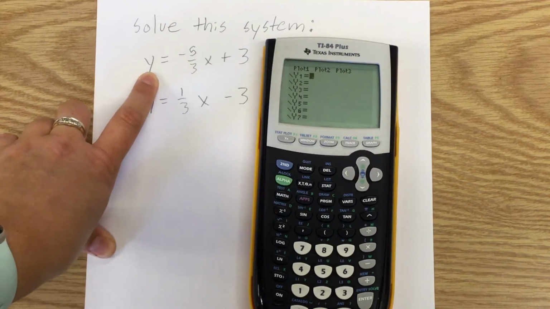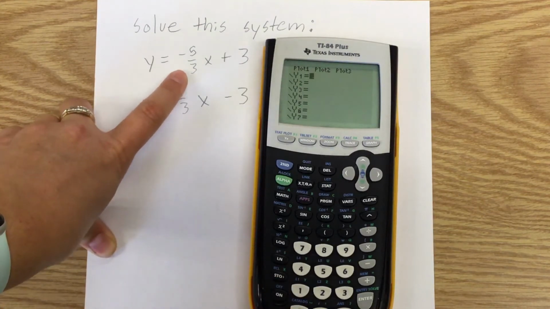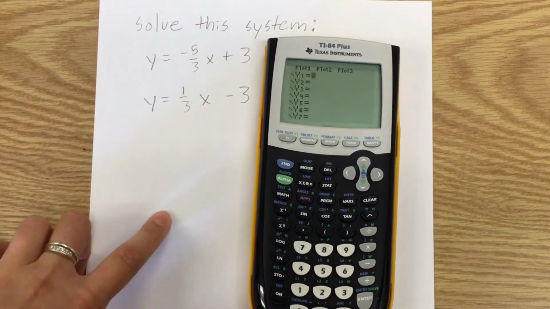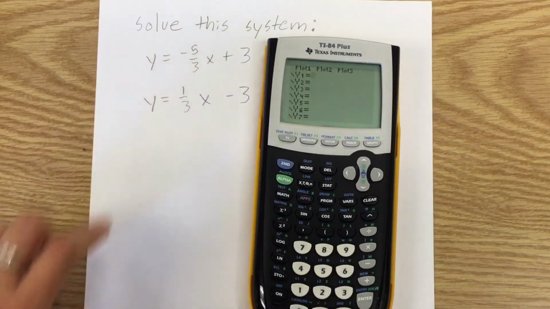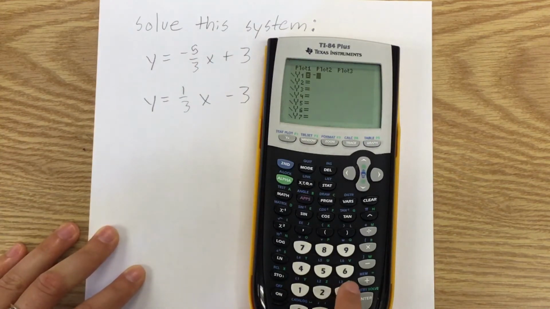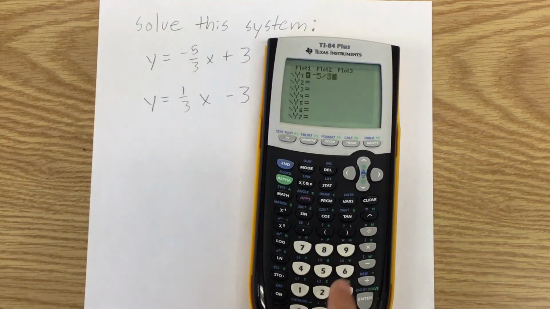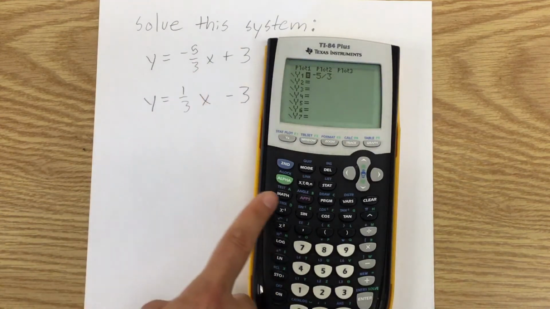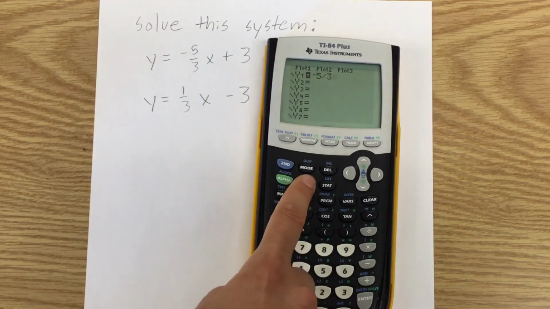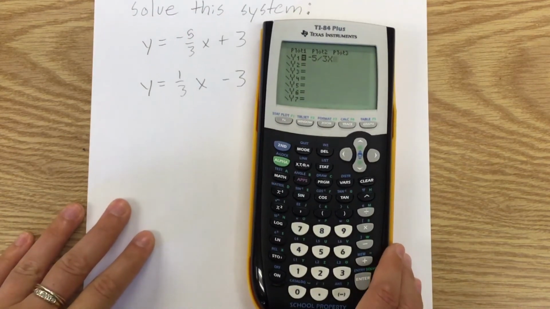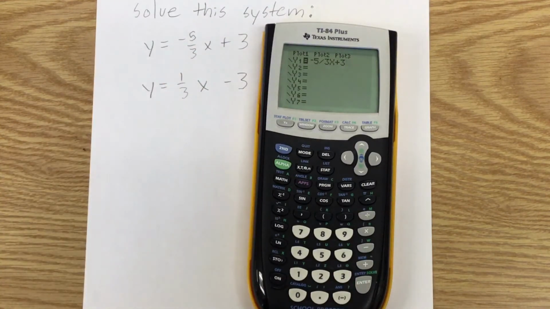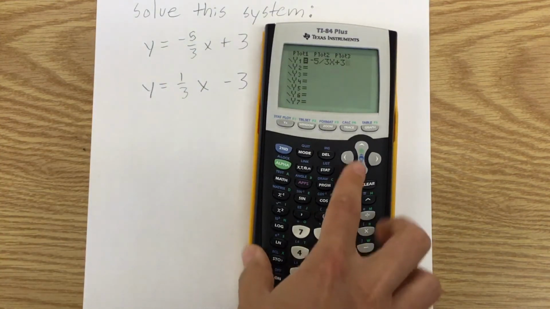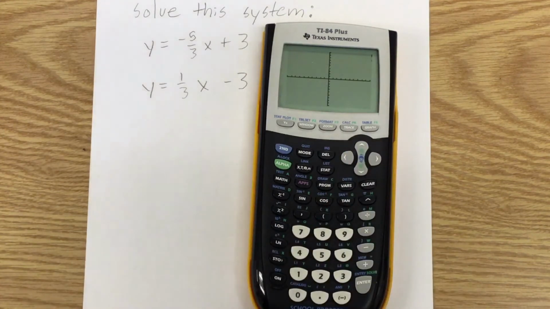So I could type in y equals negative 5/3. Make sure you use the negative here since it's at the beginning rather than the minus, or you'll get an error. So I'll type negative 5/3, which is just 5 divided by 3. And then the X button is right here next to alpha. So type X, and then plus 3. So negative 5/3 X plus 3. When you hit graph, you will see that line graphed for you.